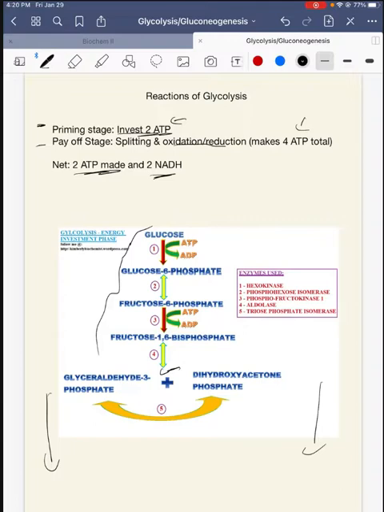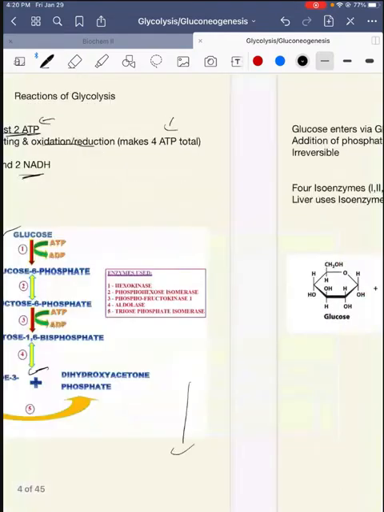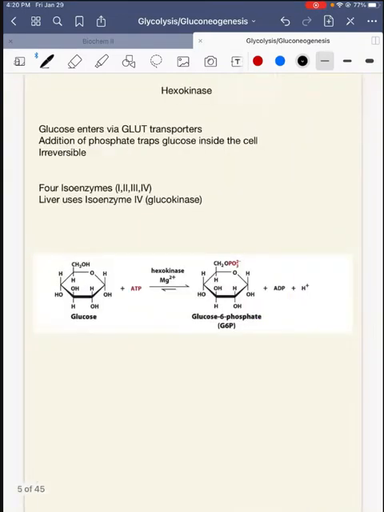So the net overall energy that glycolysis contributes is 2 ATP total. Okay, before we start on the first reaction, do you guys have any questions on the overview of glycolysis?